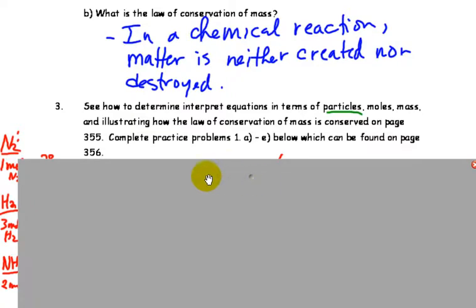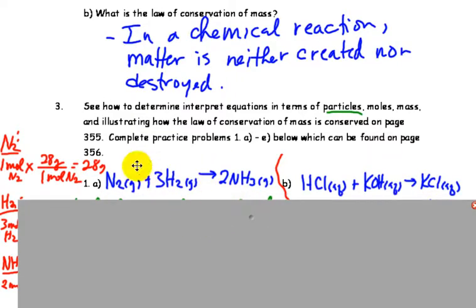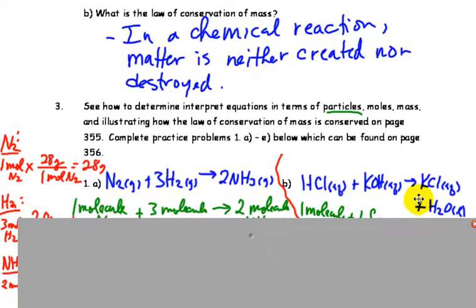So here I have a few examples. I'm not going to do all of them that are in the book, but we'll do some of them. So from page 355, question 1, A to E, we'll just do a few. A is the formation of ammonia, formed from nitrogen gas and hydrogen gas in a 1:3 ratio, as you can see. And also hydrochloric acid combining with potassium hydroxide to make potassium chloride and water.